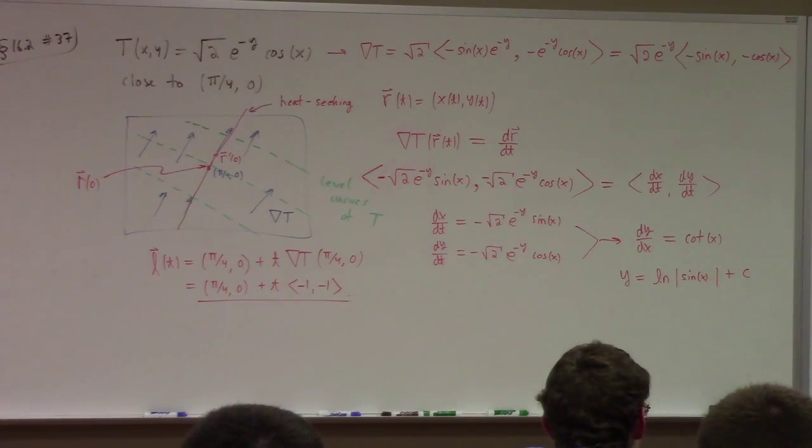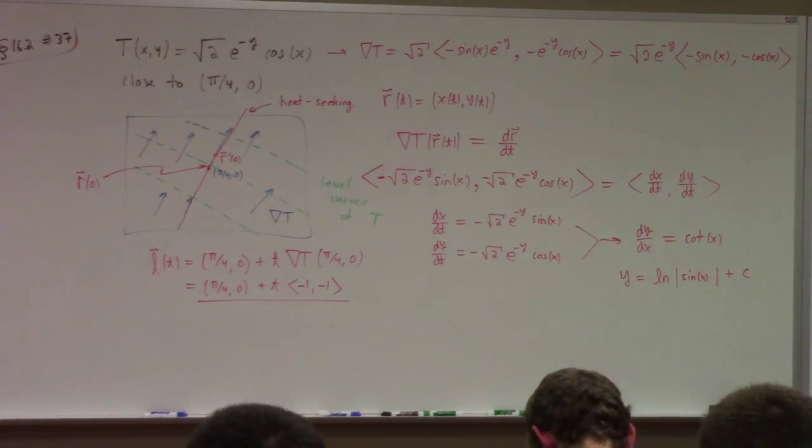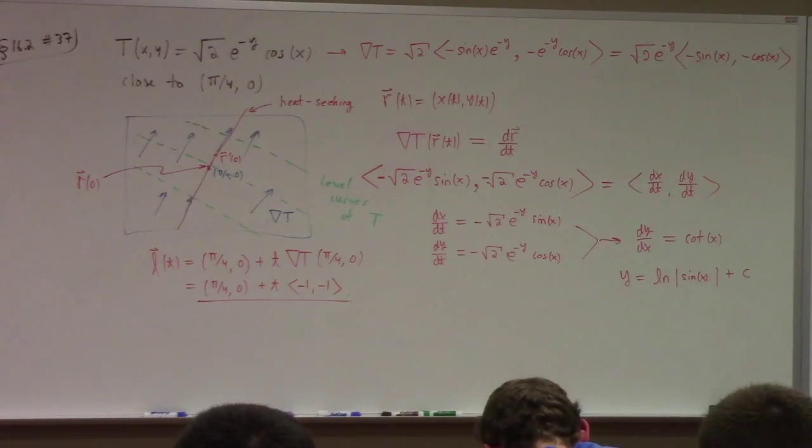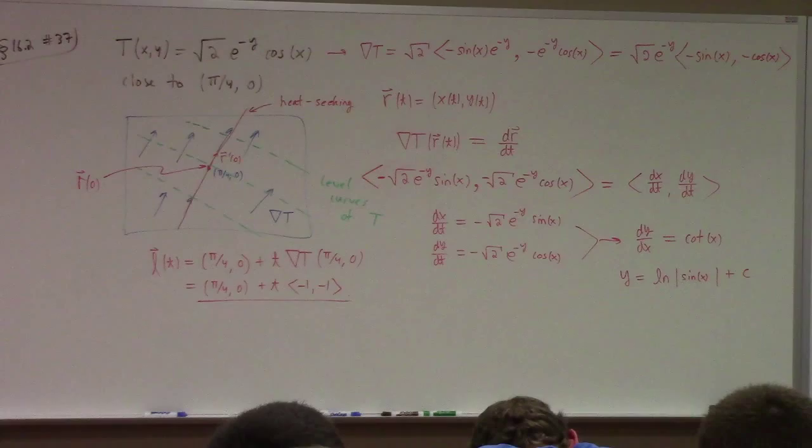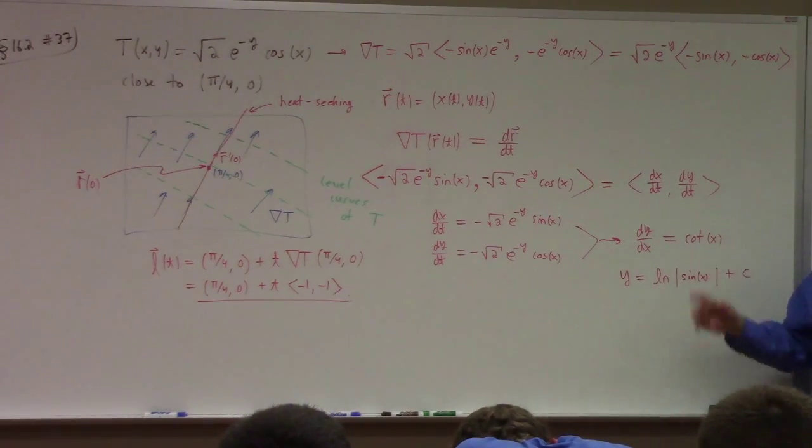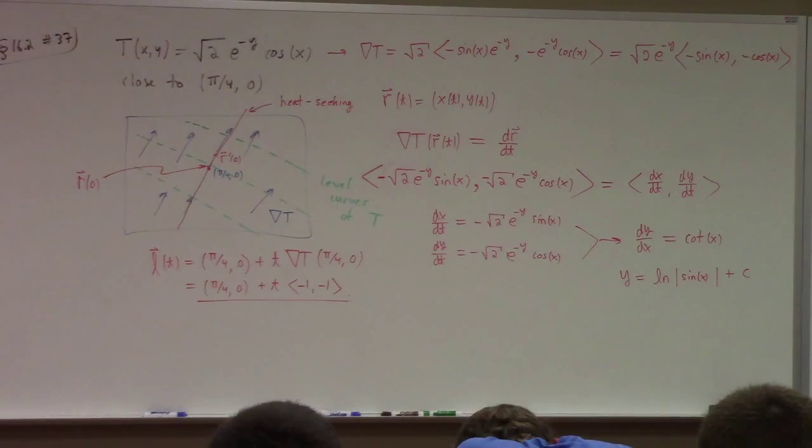Which one were we? We're 16.2, number 37. Aha. Okay, so there's a square root of 2 that I lost somewhere, but yeah. This is approximately how you do it, though. That's the idea.